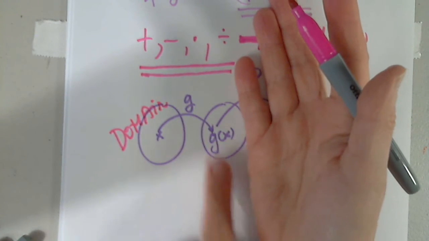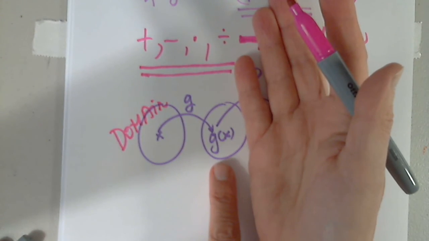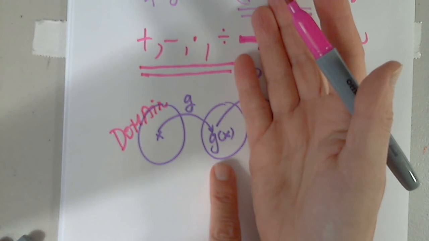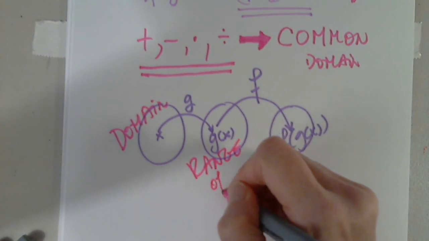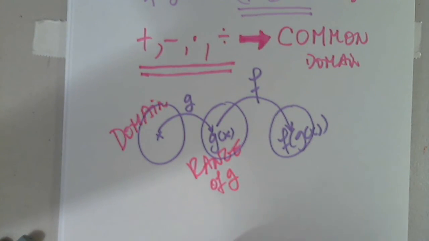How do we call this set for g? Anyone? Range. Thank you very much. But this is the range of g. Stay with me, please.